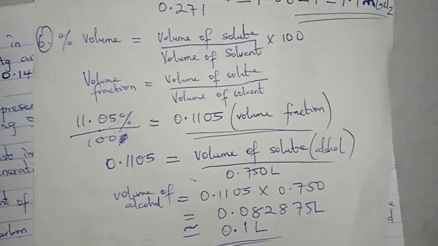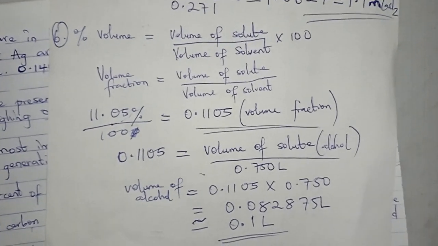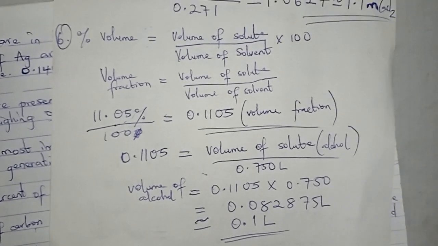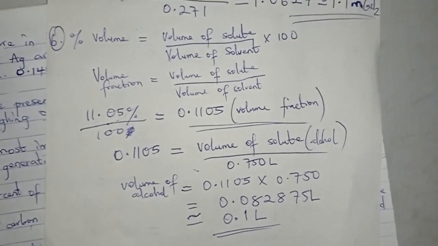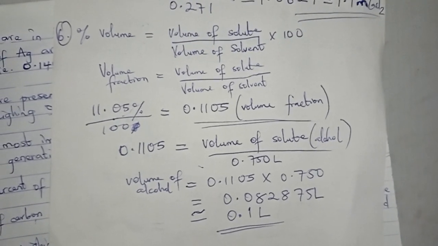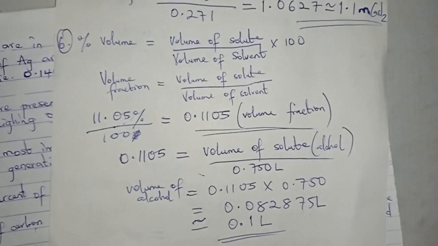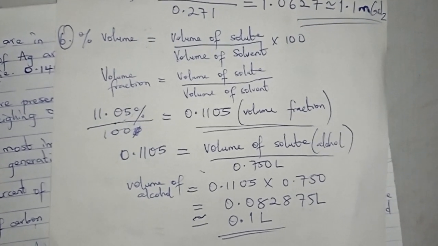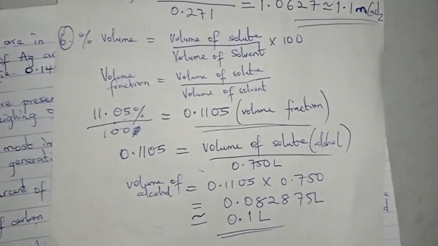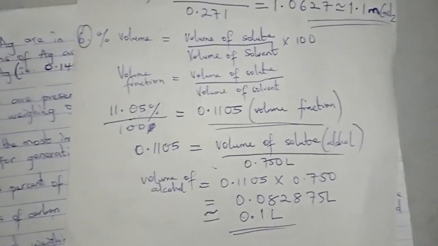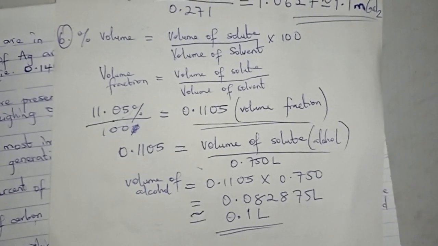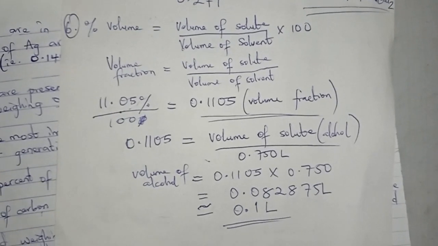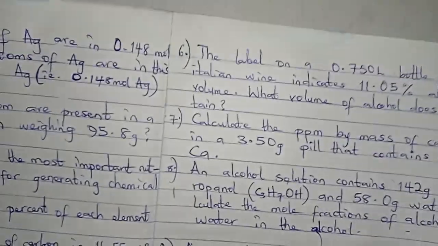So remember, if you are given volume percent, it means the same thing as dividing by 100 to get the volume fraction. So you now use the formula: volume fraction is equal to volume of solute all over volume of solution. In fact, anytime you are talking about a fraction, it's the part that is in, all over the total thing. So if I know this, let's move to question 7.